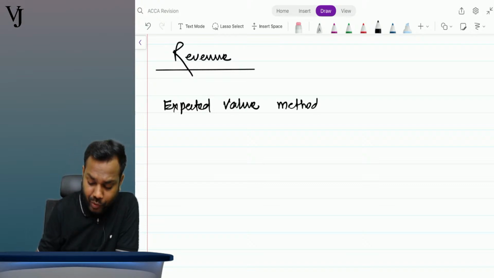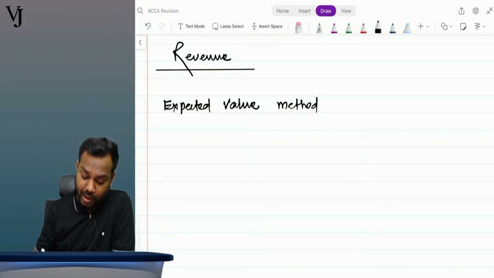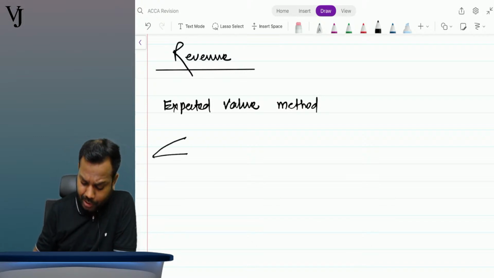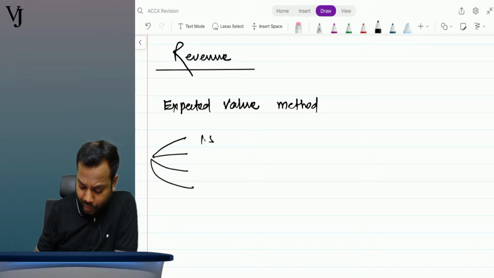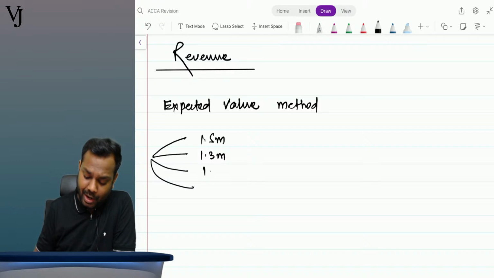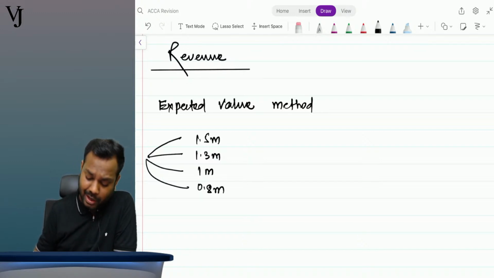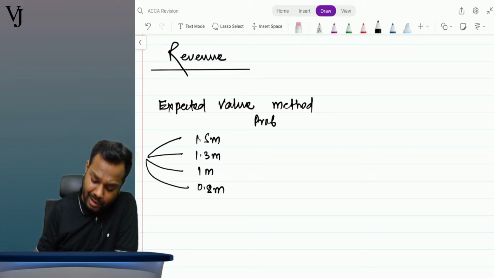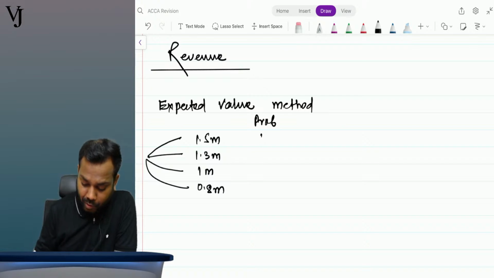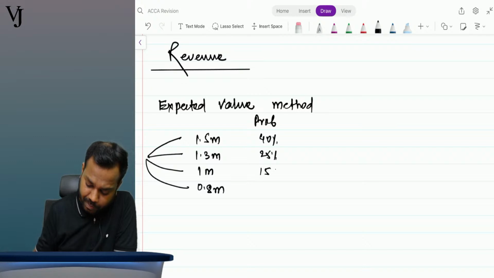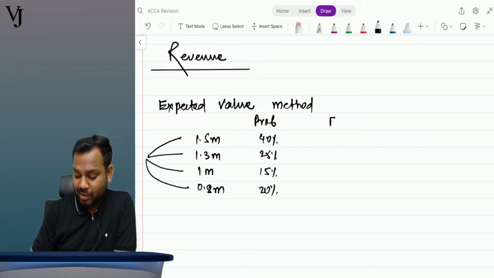Expected value method is to be used when there is a range of possible outcomes. Now there are multiple outcomes. You can get 1.5 million as a transaction price, 1.3 million, 1 million, or 0.8 million. The probability attached here is, let's suppose, 40%, 25%, 15%, and 20%. Now what is the expected value?